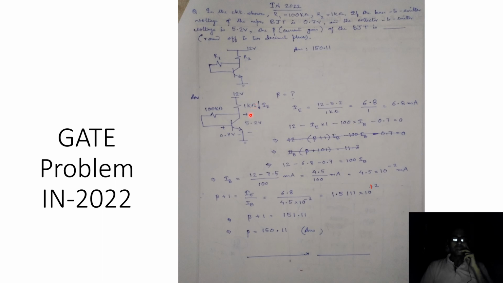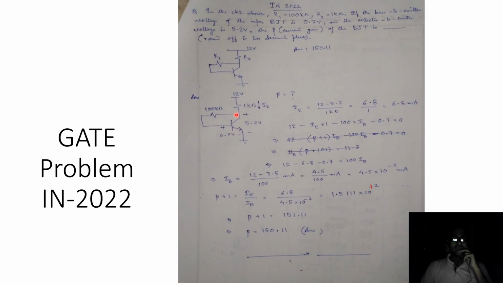So we can find that this is a typical collector to base resistor feedback type BJT biased circuit, and based on the information provided in the question, we can note down that this resistance is 100 kilo ohms. This resistance R2 is 1 kilo ohm. The base to emitter voltage drop is given by 0.7 volt and the collector to emitter voltage drop is given by 5.2 volt.